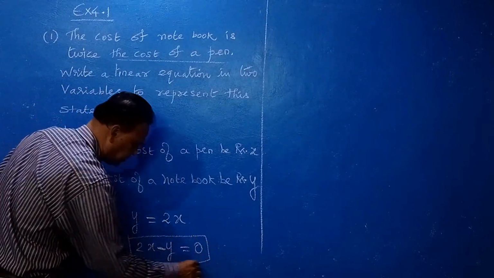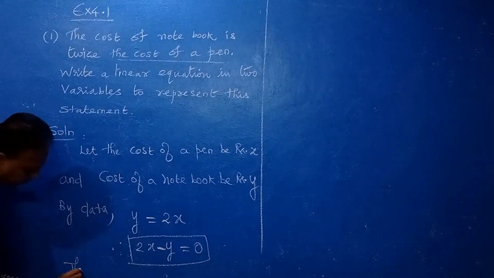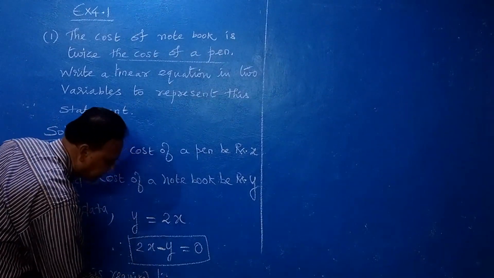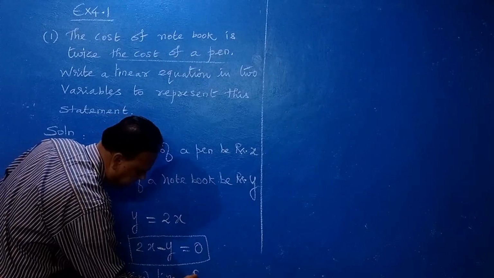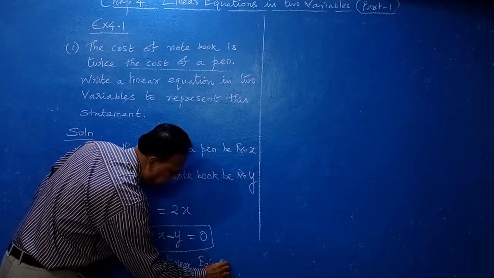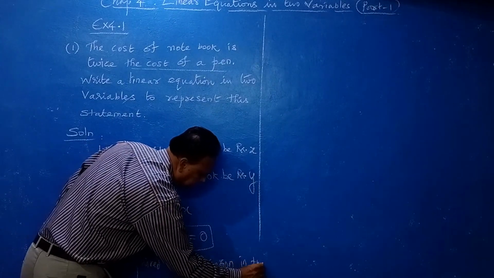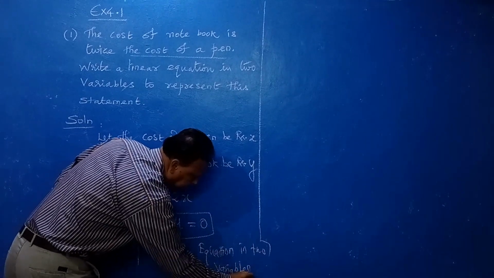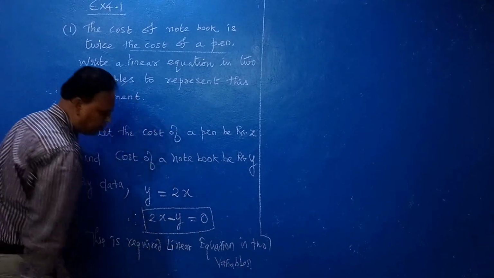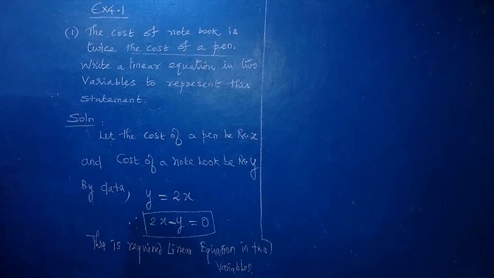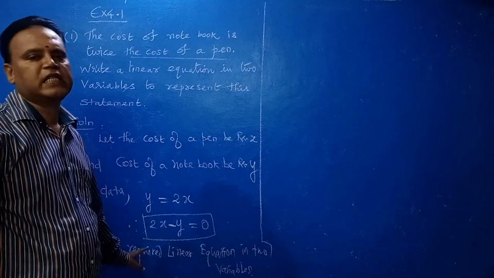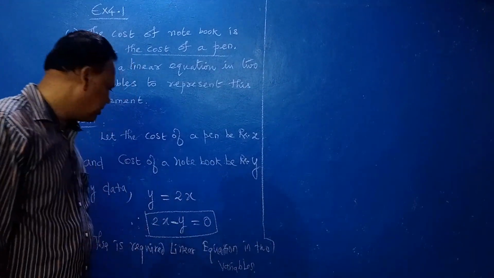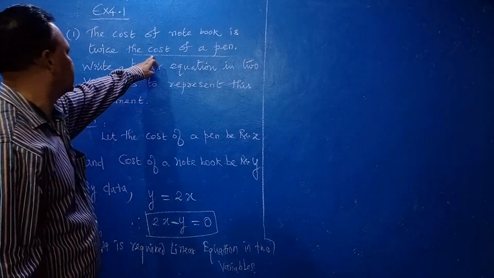This is the required linear equation in two variables. Okay, so very easy. Easily you can read the statement and easily you can make the linear equations according to this condition.